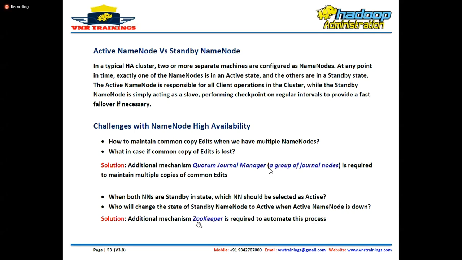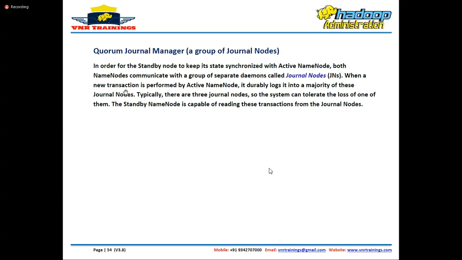So now we are introducing one more character in our cluster. Who is this one more character? Zookeeper. We'll see what Zookeeper is. So guys, understood what a quorum journal manager is? A group of journal nodes. What is the use of journal nodes, guys? To write edits. A common copy of edits. Journal nodes are the ones who will maintain a common copy of edits from both the name nodes. Correct or not?